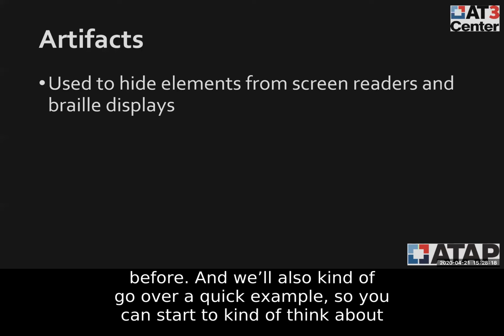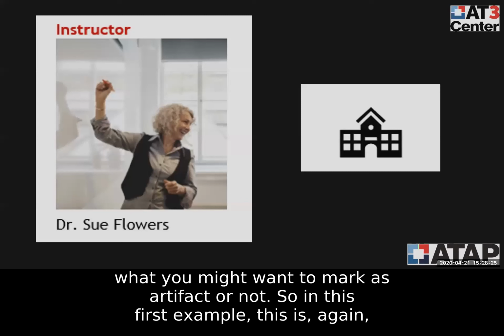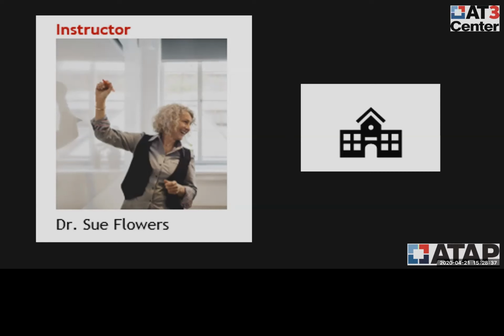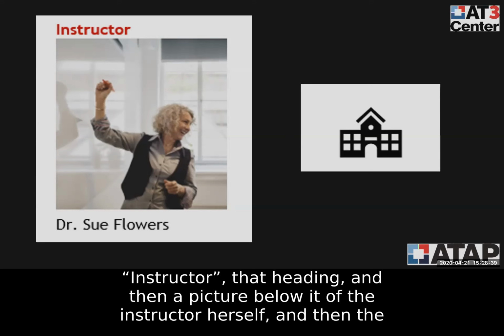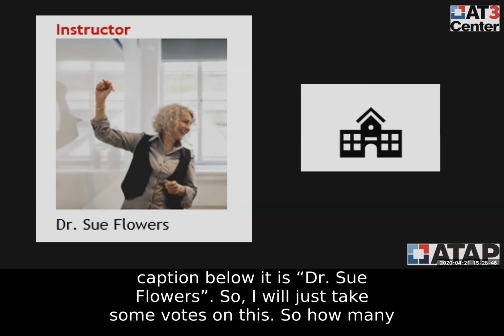And we'll also go over a quick example so that you can start to think about what you might want to mark as artifact or not. So in this first example, this is again from our sample document from today. We have just the section taken out that's got Instructor, that heading, and then a picture below it of the instructor herself, and then the caption below it is Dr. Sue Flowers.